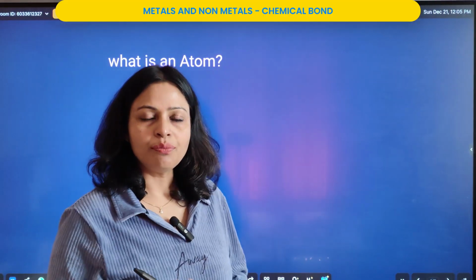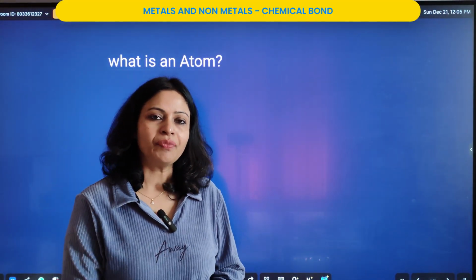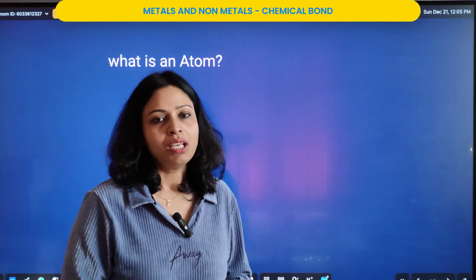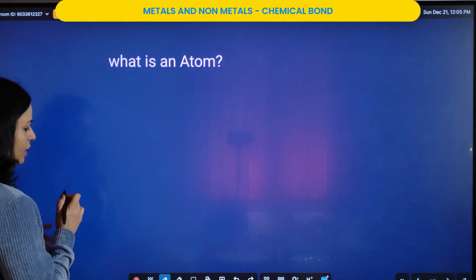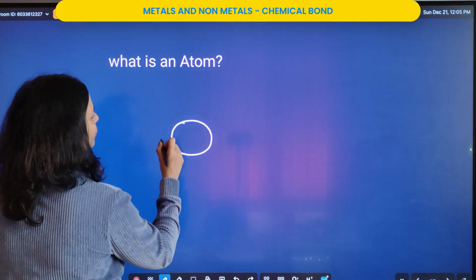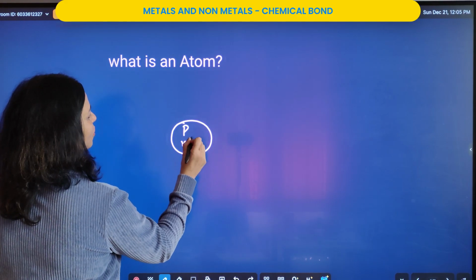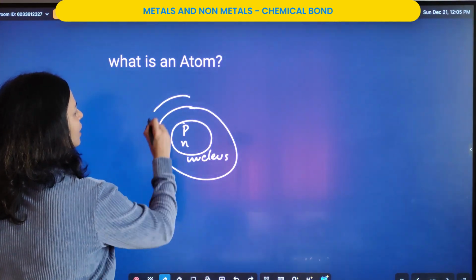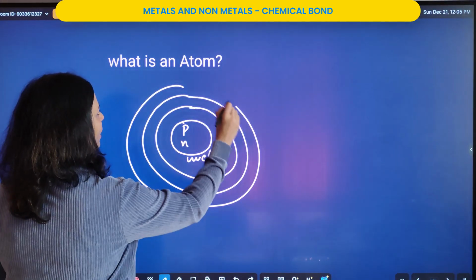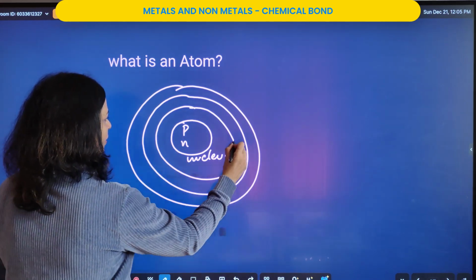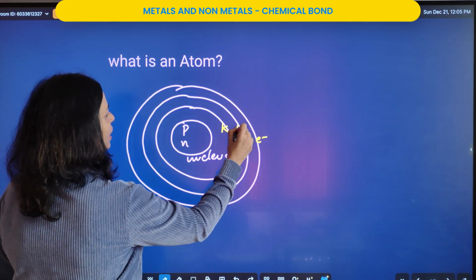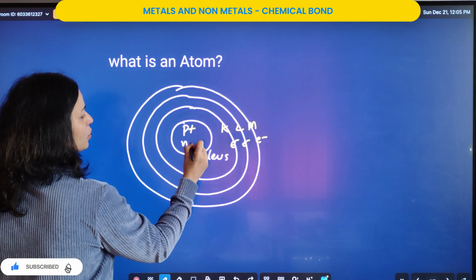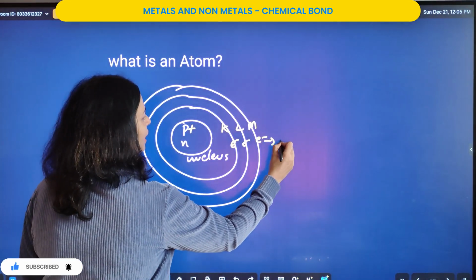So what is an atom? Children, I hope you have studied atomic structure or atoms and molecules in grade 9. I'll just quickly tell you. An atom consists of a core made up of protons and neutrons, which is the nucleus, and around it there are discrete orbits in which we have electrons, in different energy levels. So we have K, L, M, N shells. Protons are positively charged, neutrons are neutral, with no charge, and electrons have a negative charge.